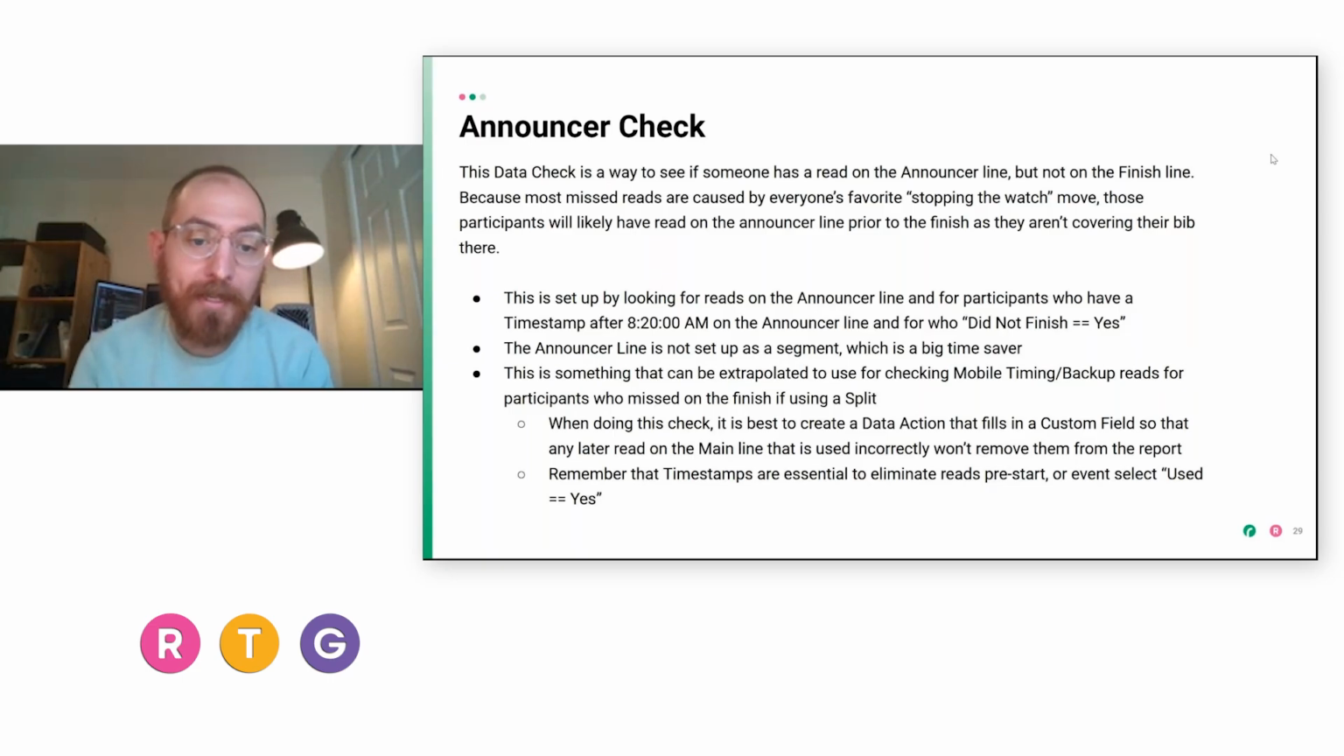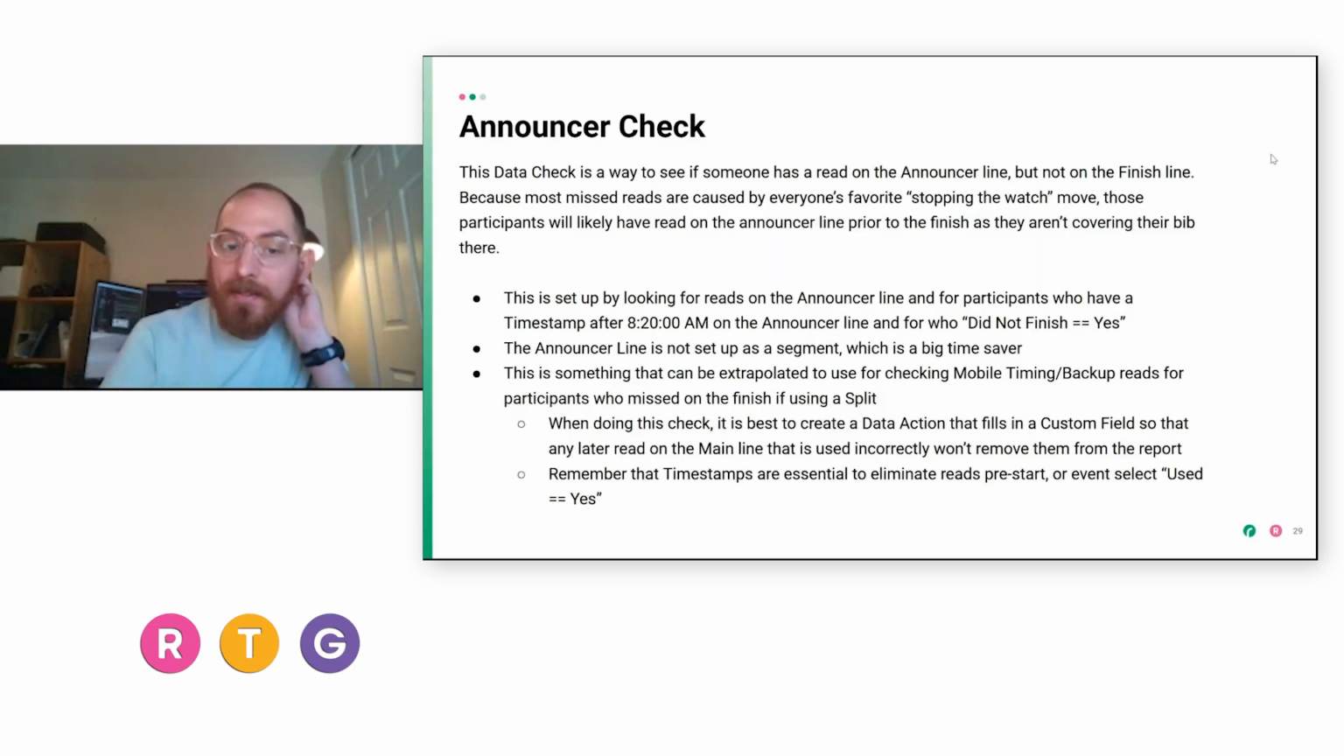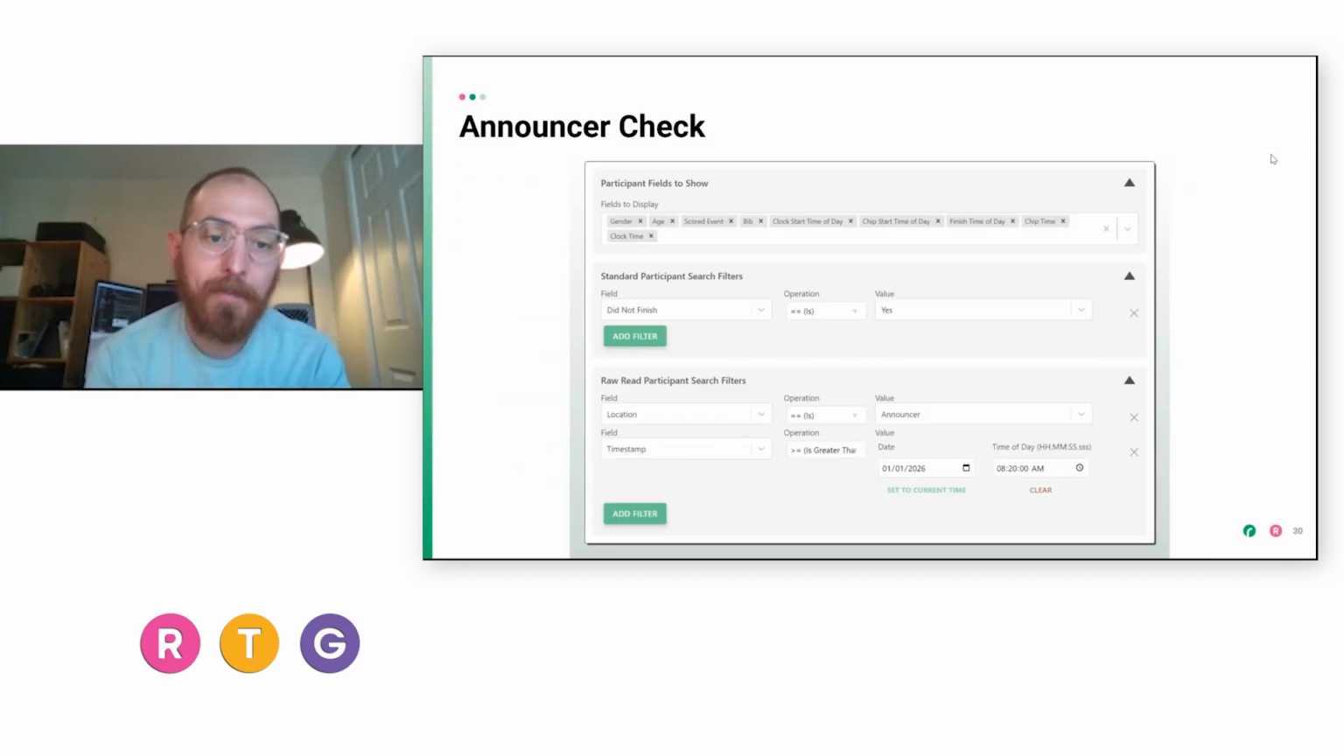So this is something that can be extrapolated to use for checking mobile timing or backup reads to find participants who missed on the finish if using a split. Now, when using this check, it is best to create a data action that fills out a custom field so that any later read on that main line that is used incorrectly will remove them from that report. So remember that these timestamps are essential to eliminate reads pre-start or event, or select the used equal yes. So here's what it would look like if you wanted to set up a basic announcer check data check.